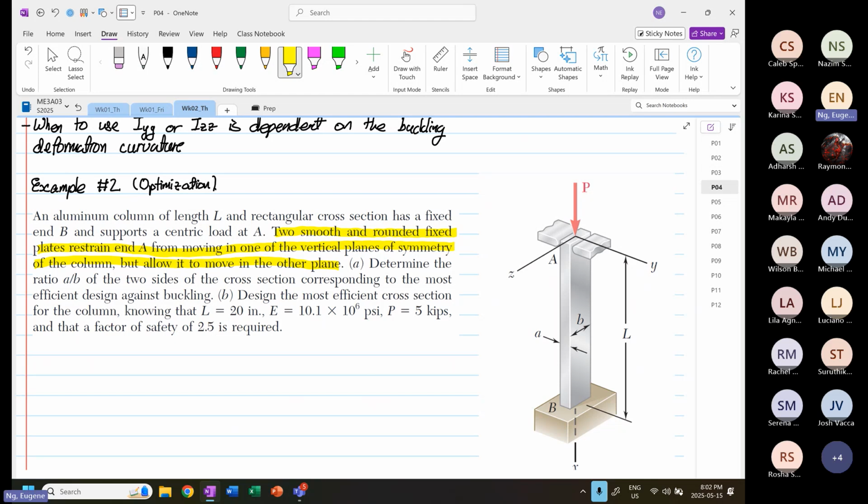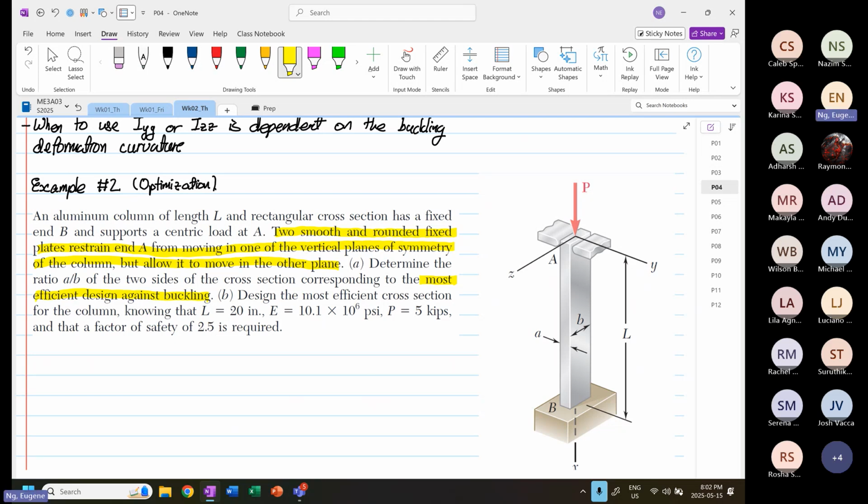We are going to determine the a/b ratio of the two sides of the cross section corresponding to the most efficient design against buckling. Okay.